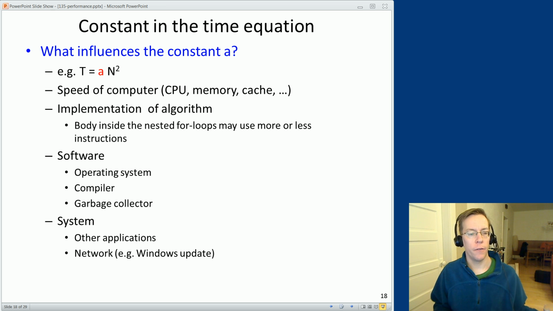And I've already said some of this. What influences that constant? Well, the speed of the computer, exactly what you do in your algorithm, details of what's going on in the operating system, the compiler, what Java's up to, and is it clearing out memory with its garbage collector and so on. Things could be happening on your system. These could all influence the constant and give you different values.